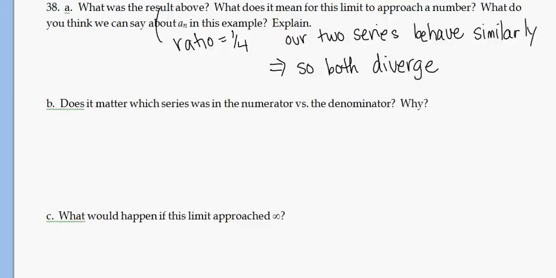Again, it wouldn't matter which series was in the numerator or the denominator. A constant multiple times something convergent or divergent is still going to remain convergent or divergent. So it doesn't matter that the ratio went to 1/4 or 4, is what I'm saying there. And what would happen if this limit approached infinity? That would just be telling us that our series was infinitely larger than a divergent series, so this would still tell us that both diverge.